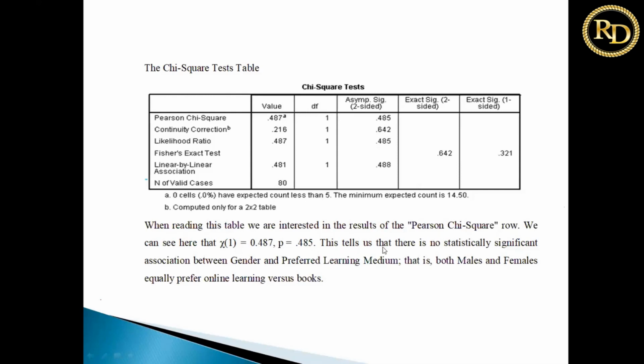So this tells us that there is no statistically significant association between gender and preferred learning medium. That is, both male and female equally prefer online learning versus books.